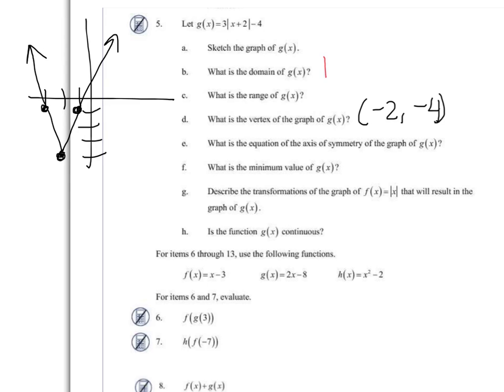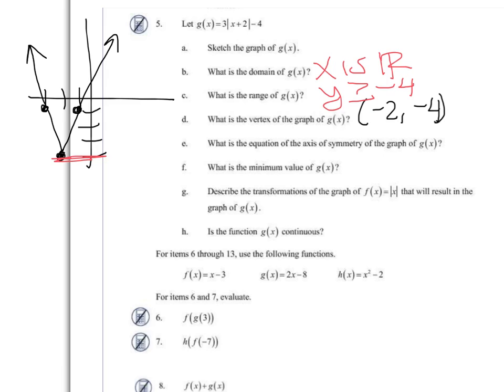The domain is all real numbers, because there's no x that you can't plug in. So I'm going to say x is all reals. The range, the lowest y value here is -4. So that's y is greater than or equal to -4.